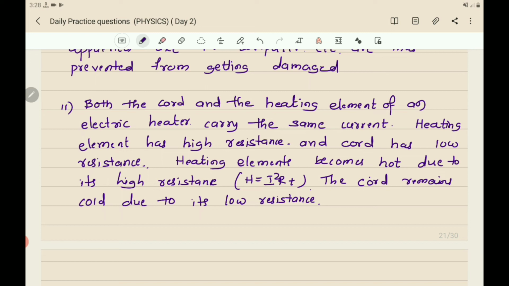So write, and does not glow. The cord remains cold due to its low resistance and does not glow. But heating element becomes hot and it glows.